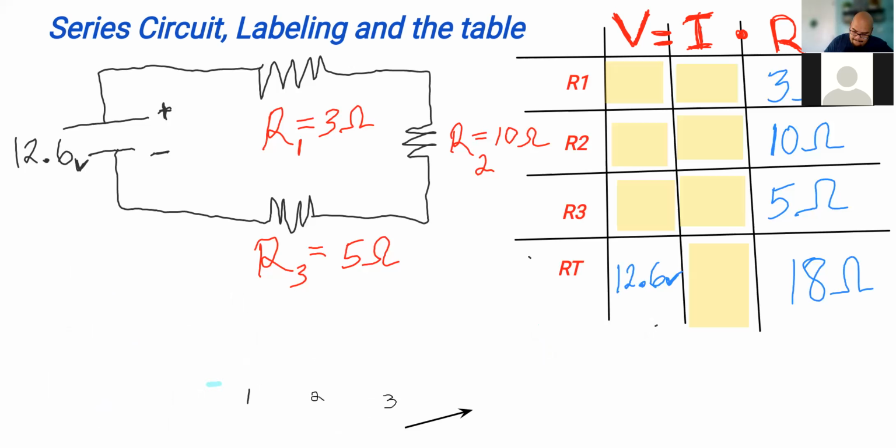Okay. There it is. Plenty of room now. Okay.